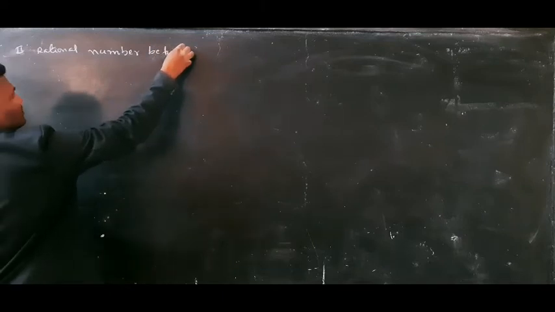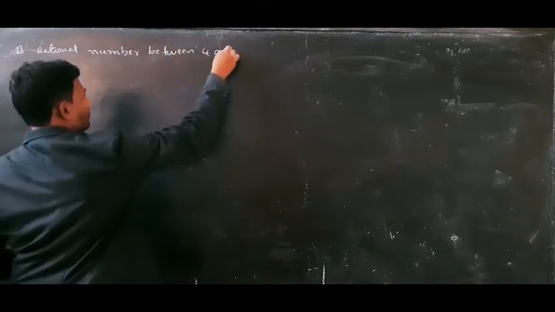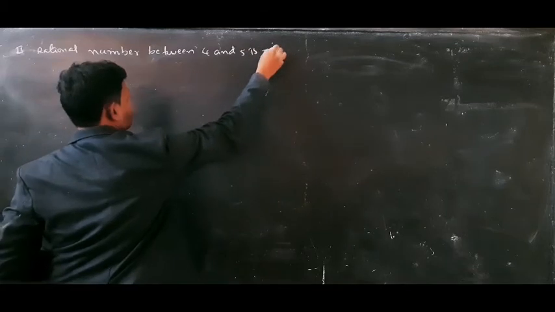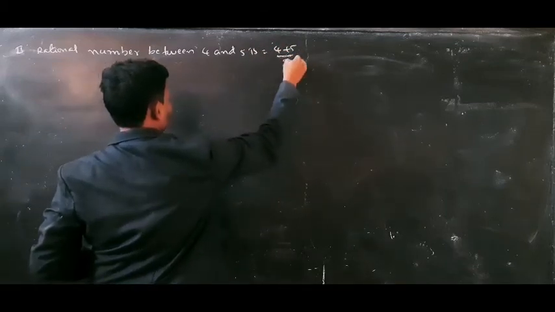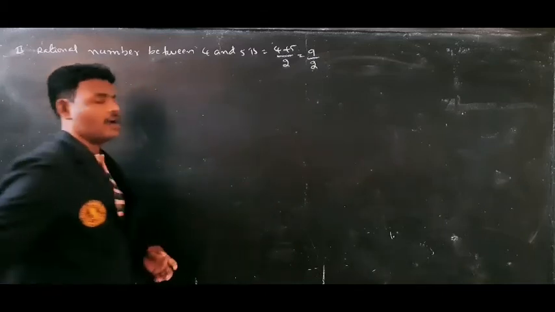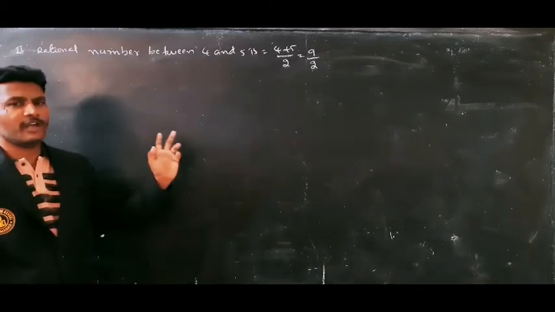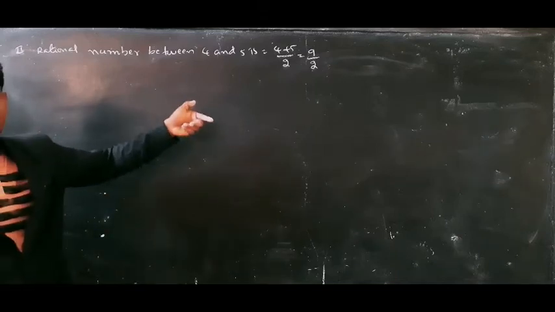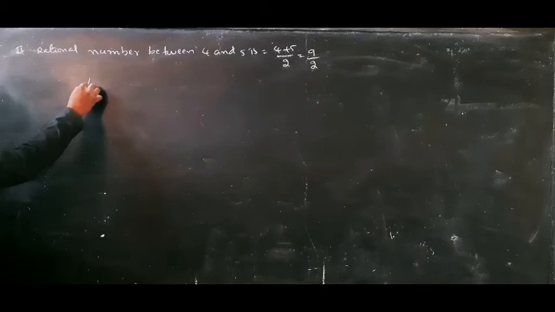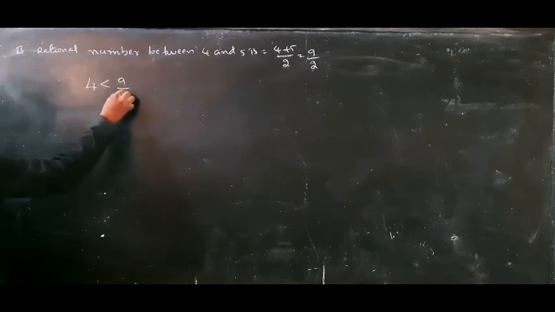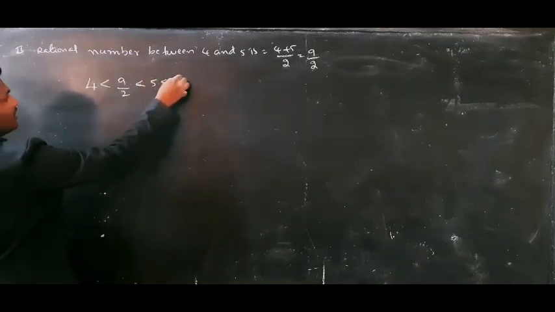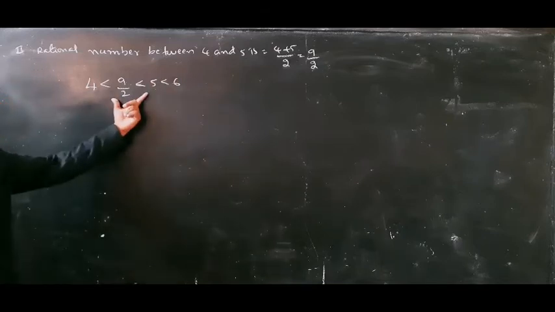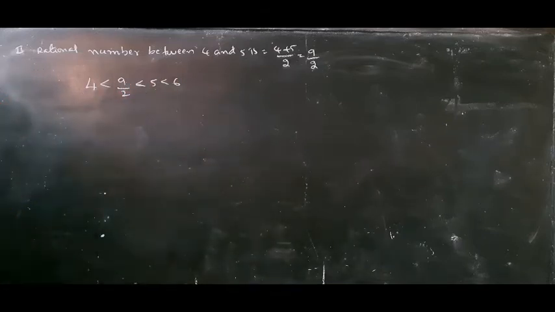A rational number between 4 and 5 is (4 plus 5) by 2, which is equal to 9 by 2. So 9 by 2 is a rational number between 4 and 5. So 9 by 2 is more than 4 and also less than 5, less than 6. So 2 numbers have come: one is 9 by 2 and one is 5. Then after, the third rational number.